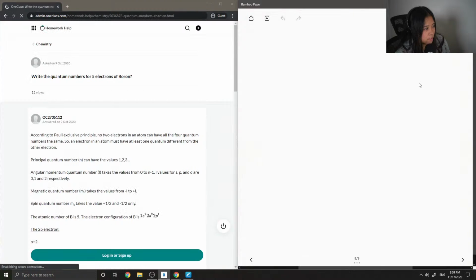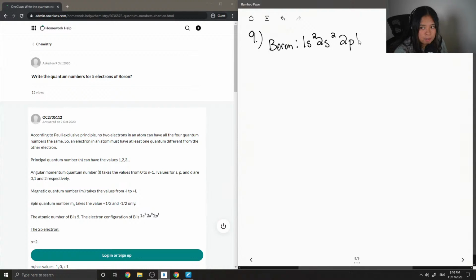Okay, on to question 9. Write the quantum numbers for 5 electrons of boron. Okay, so first I'm going to write out the electron configuration for boron. It is 1s2, 2s2, 2p1. So there are 5 in total. And I'll also draw out its diagram to show all the electrons.